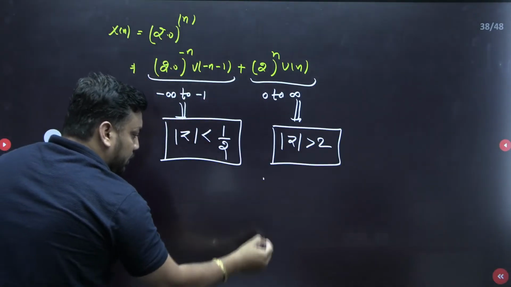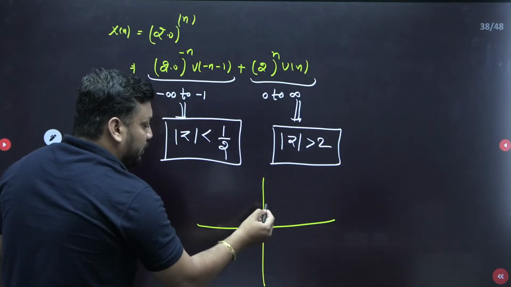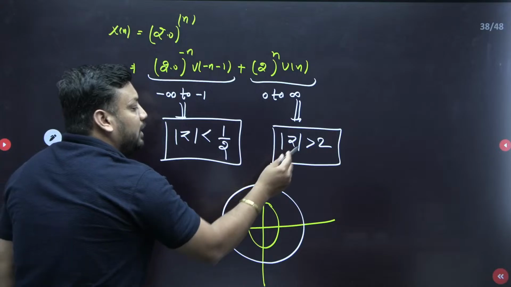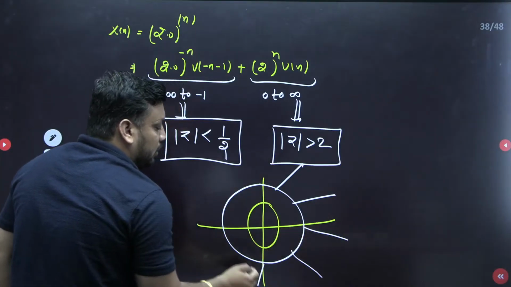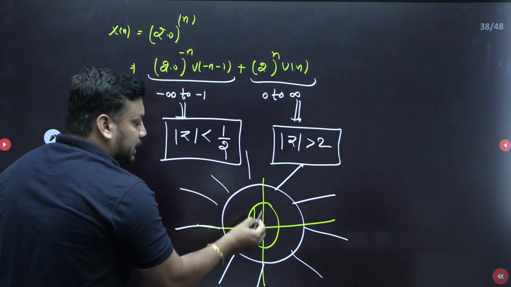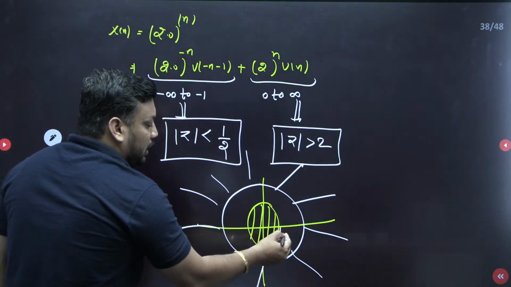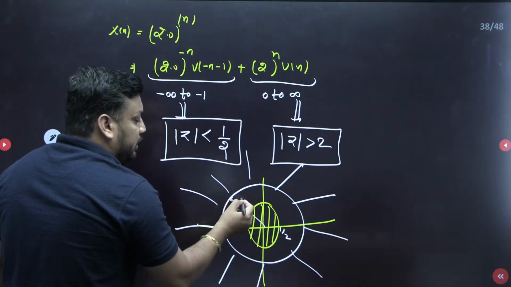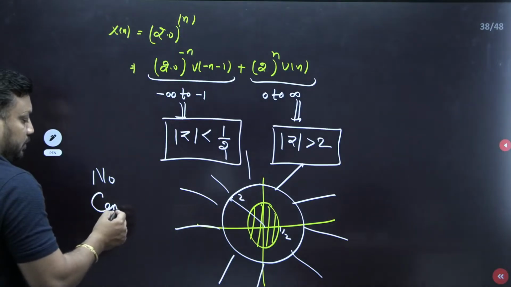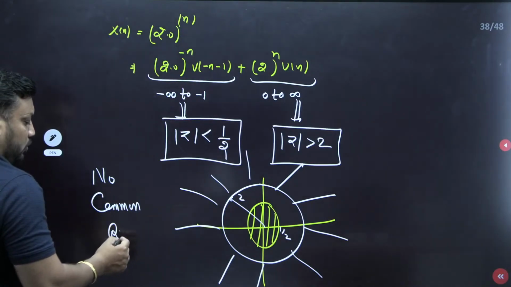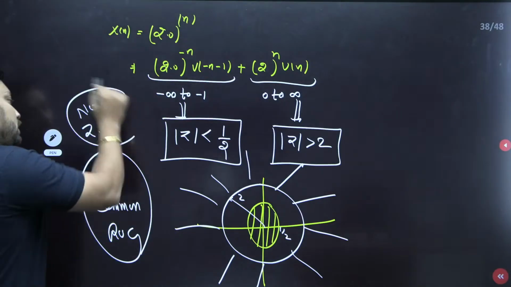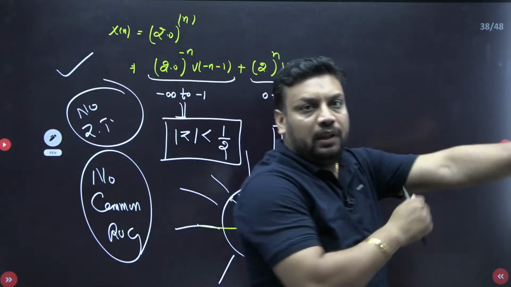So if you make the circle, you have to make one circle of half radius and one circle of radius 2. Mode of z greater than 2 means outside, and mode of z less than half means inside. This is your half radius circle and this is your radius 2 circle. So there is no common ROC, and that is why there is no Z transform. No common ROC and no Z transform. Option D is correct.